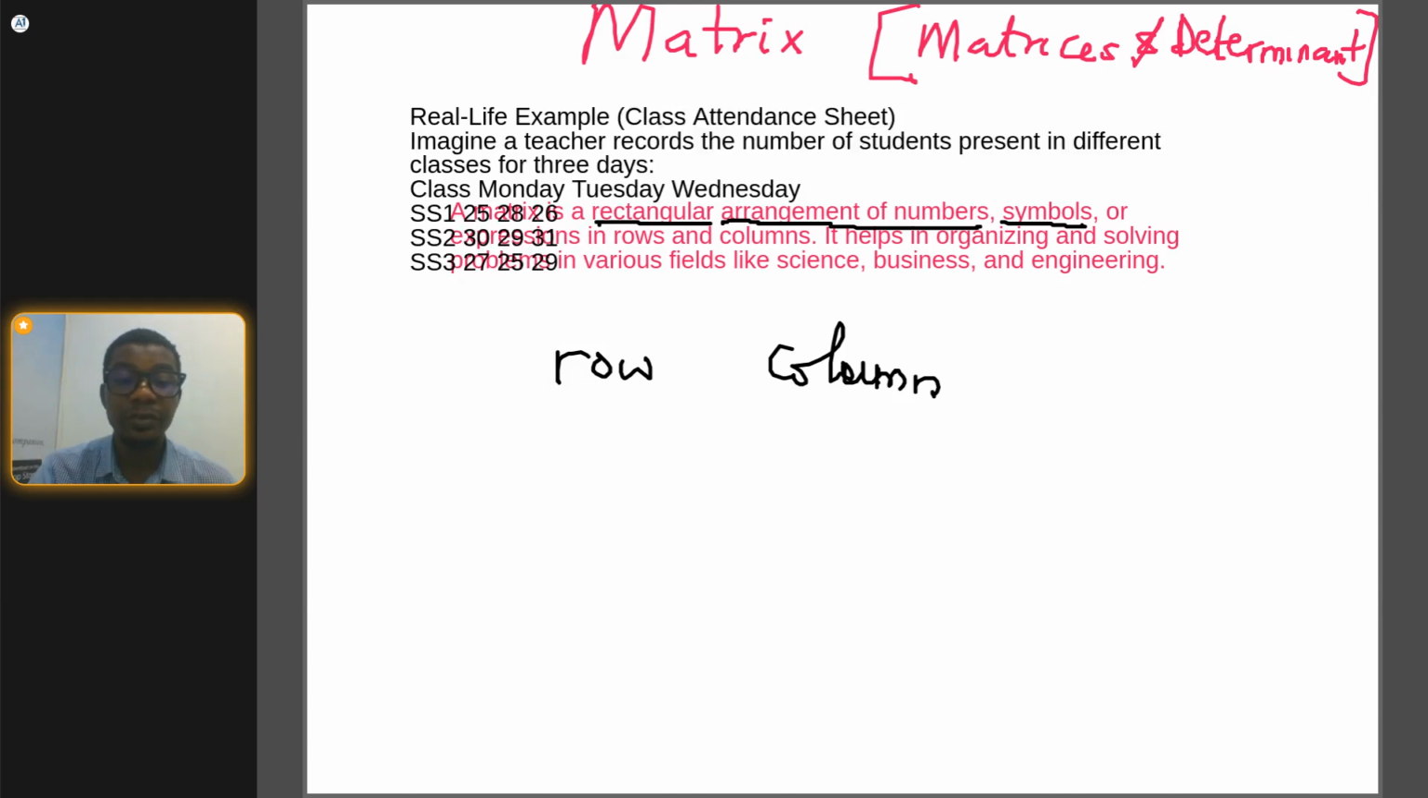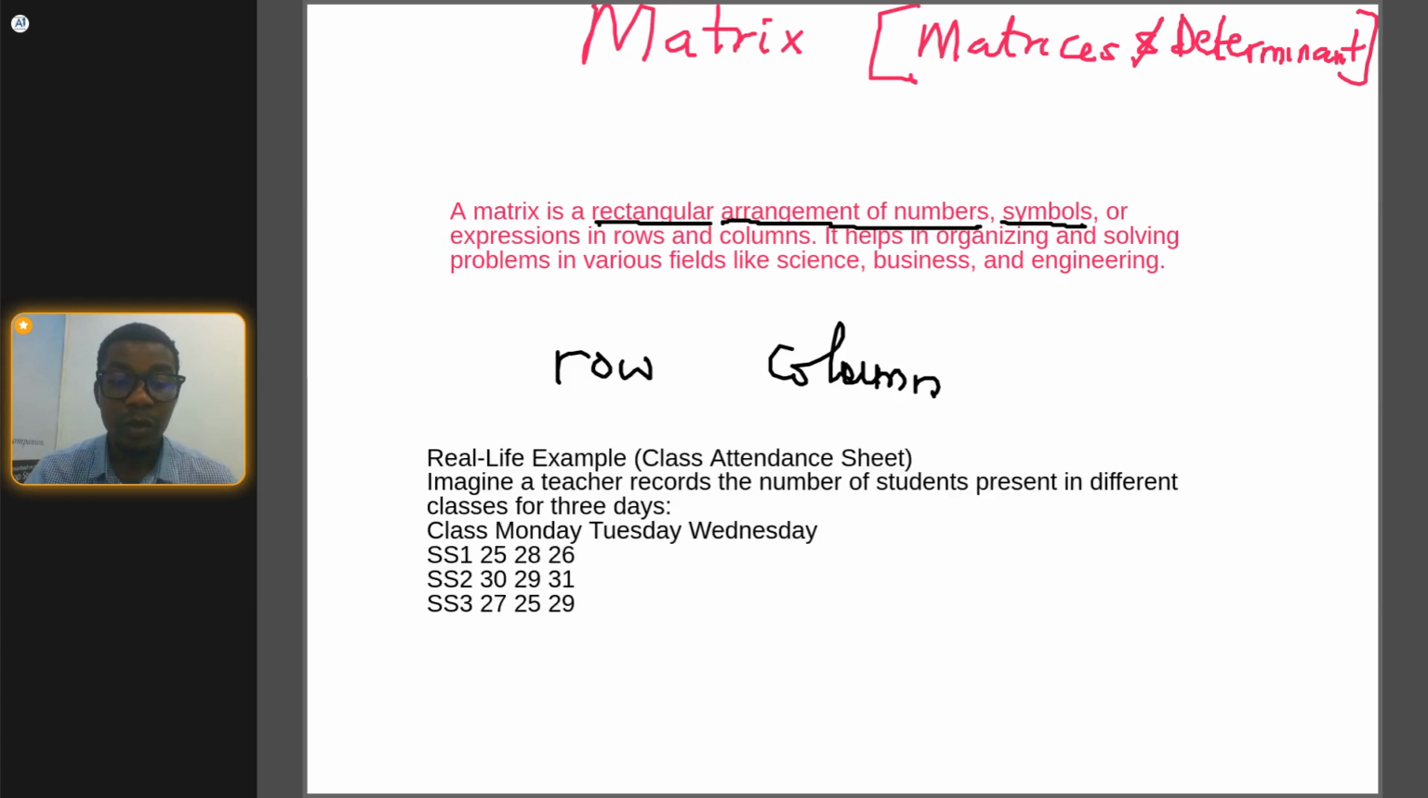So looking at this real life example, imagine a teacher records the number of students present in different classes for 3 days. We have it in this form. If it is a matrix, we draw the bracket, which is always a square bracket. Then we have SS1, SS2, SS3, and Monday, Tuesday, Wednesday.